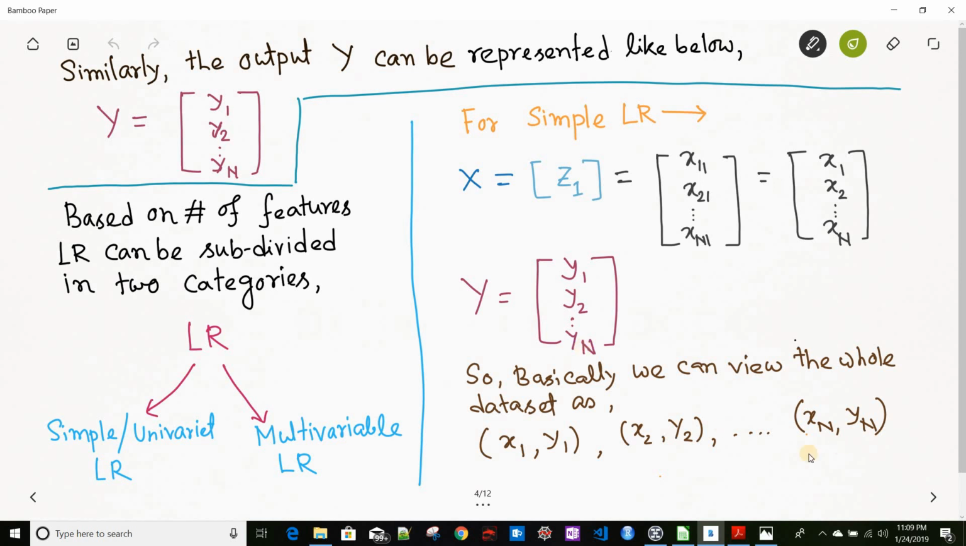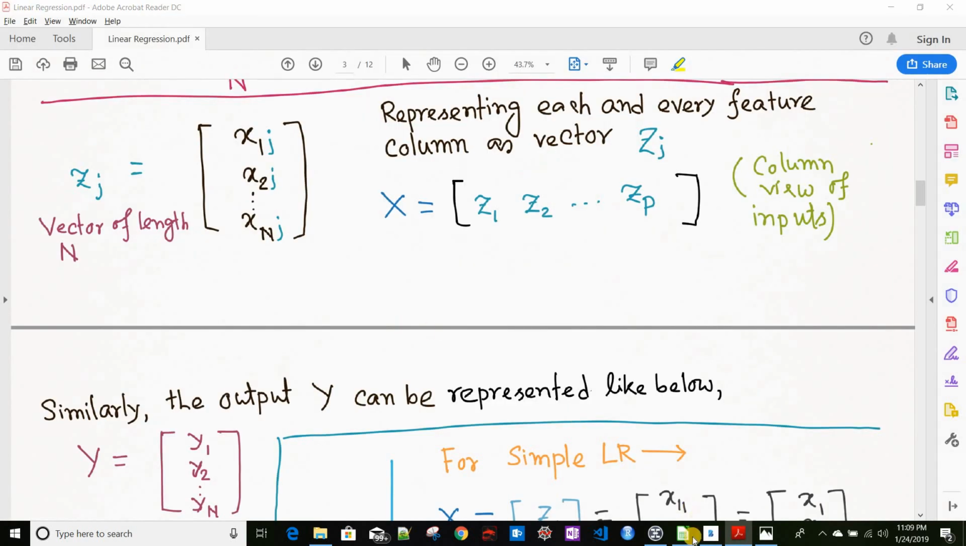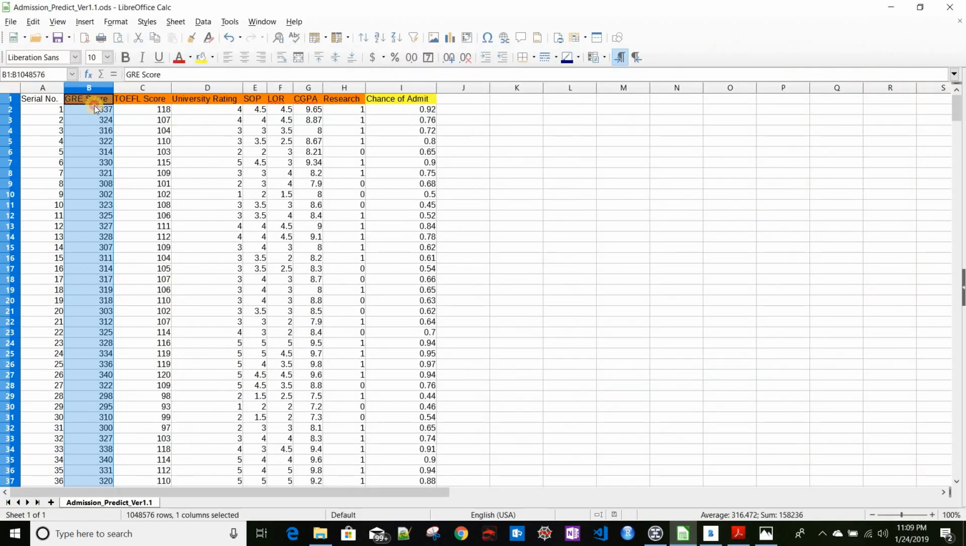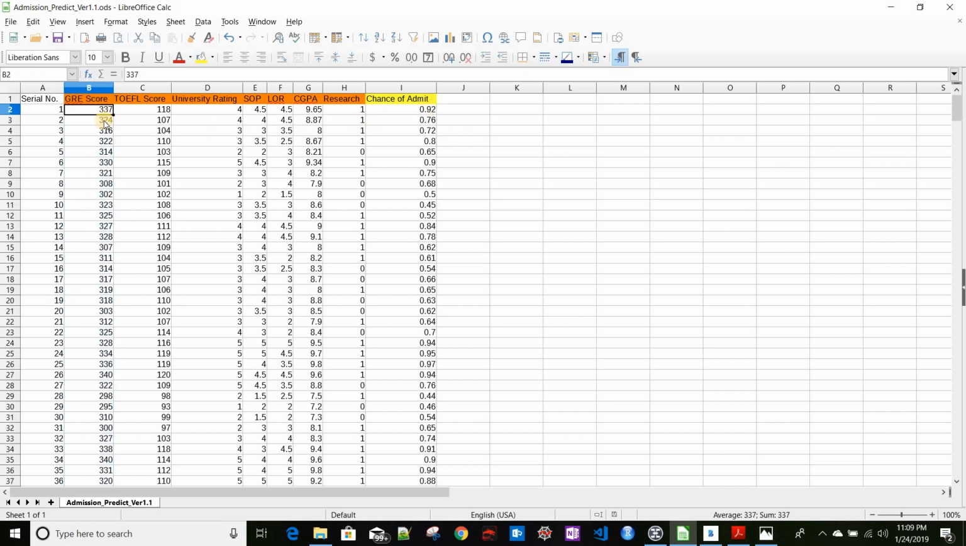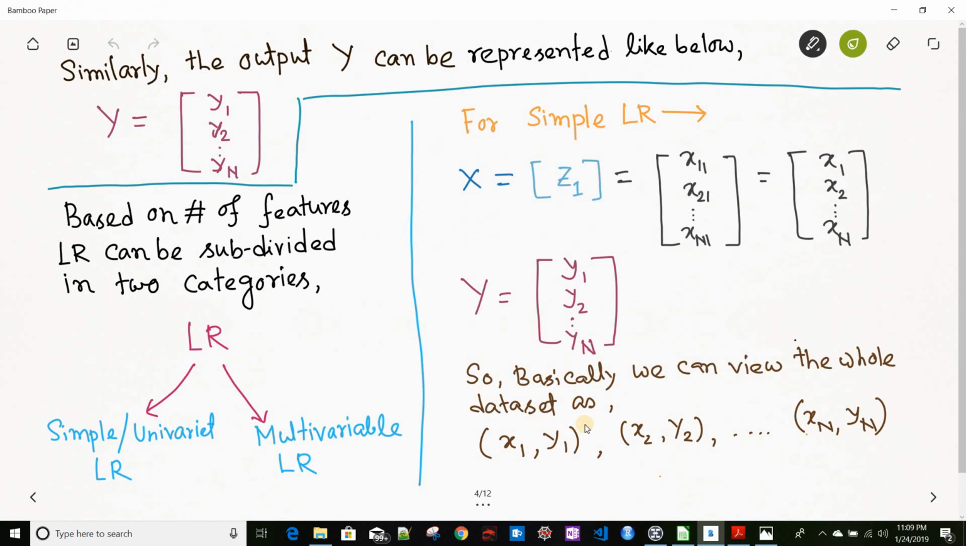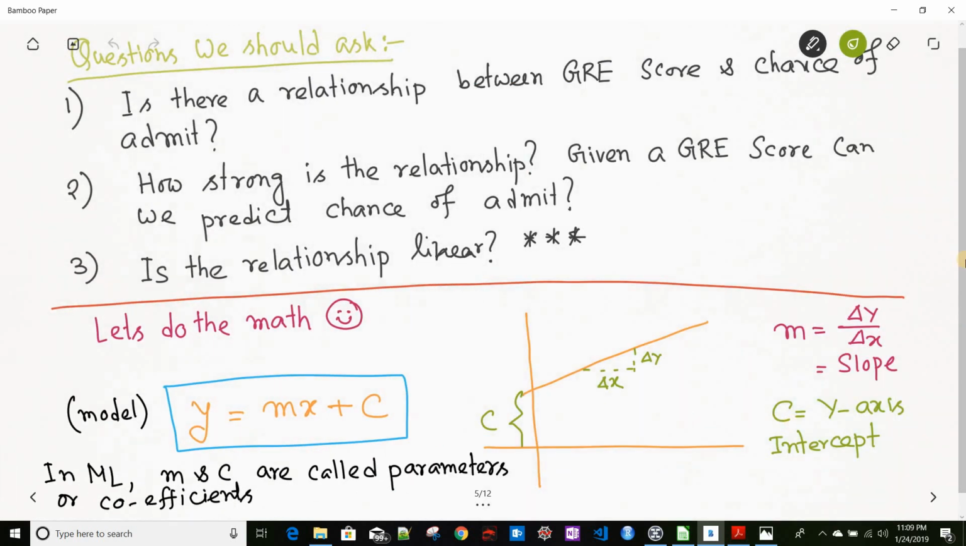So in simplest term, we can think about the whole data set for simple linear regression as key value pairs, x1, y1 value pairs. If I go back to this one, this will be x1, this will be y1, this will be x2, this will be y2, correct? So this is how I am visualizing the data now. Okay, let's move on.